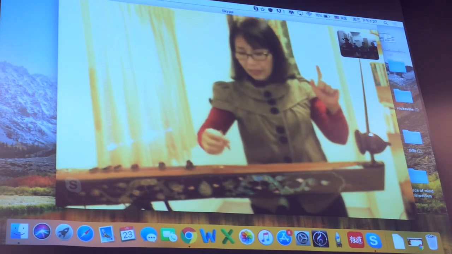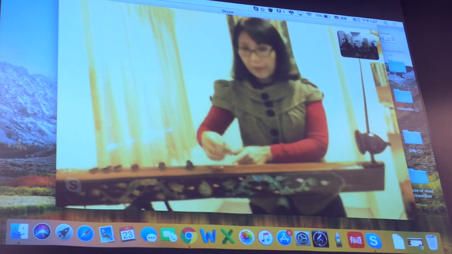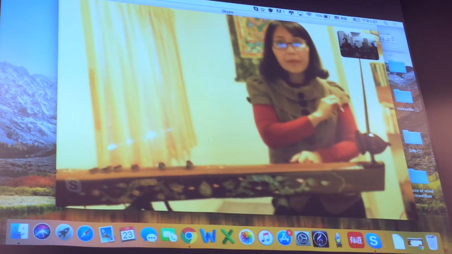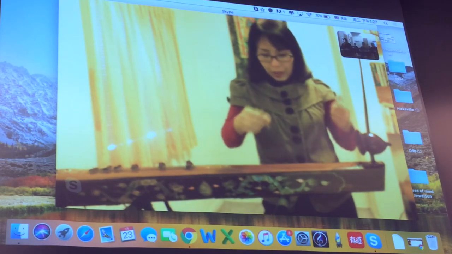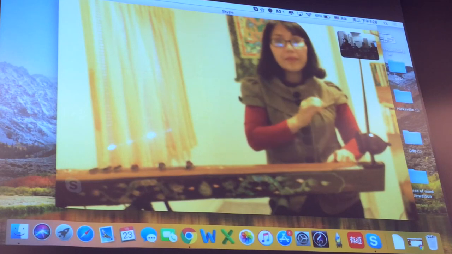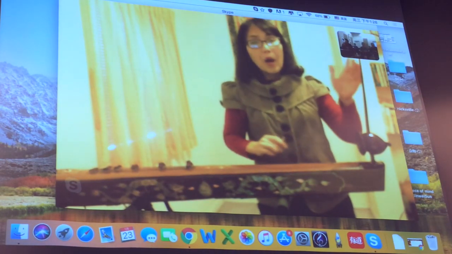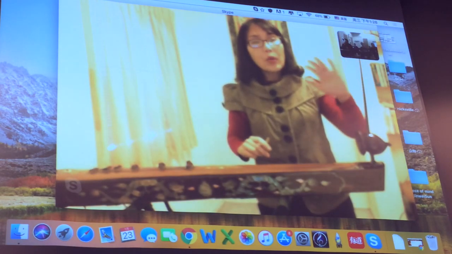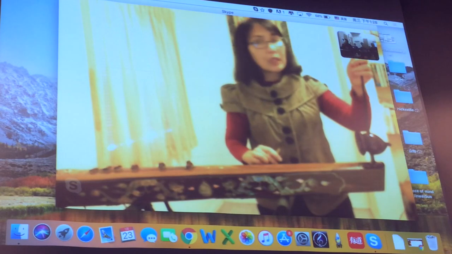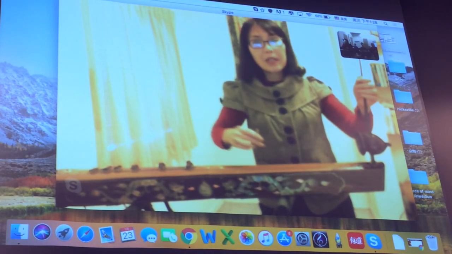So three C's is, this is the middle C. And we have two G's. One E. And all the other notes, we just use our left hand to change the pitches.